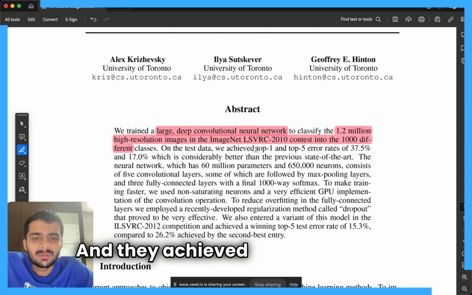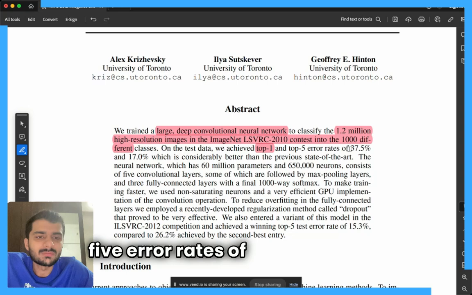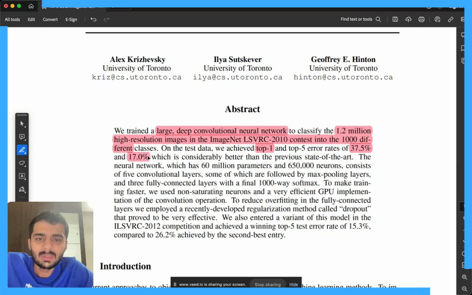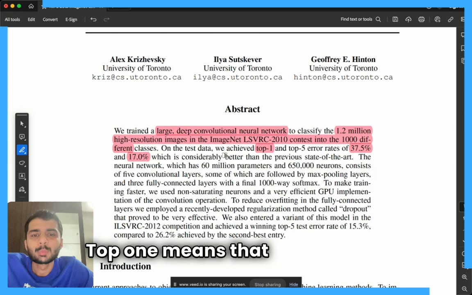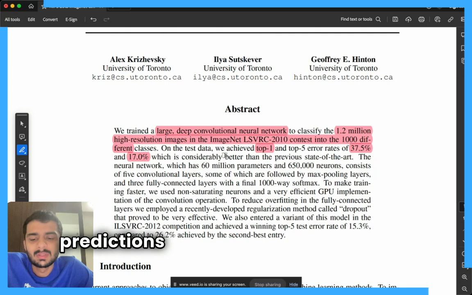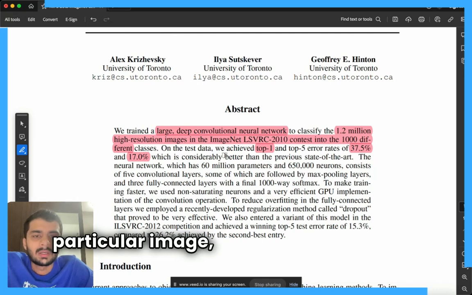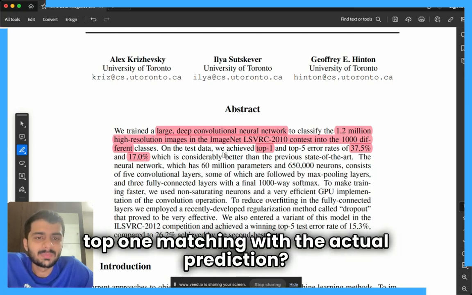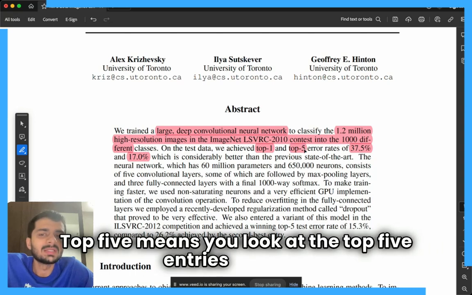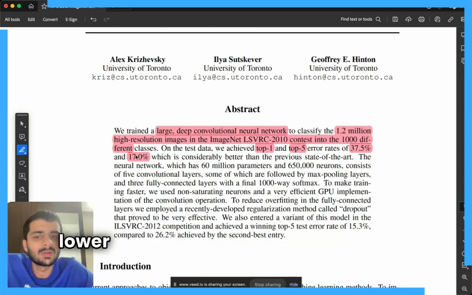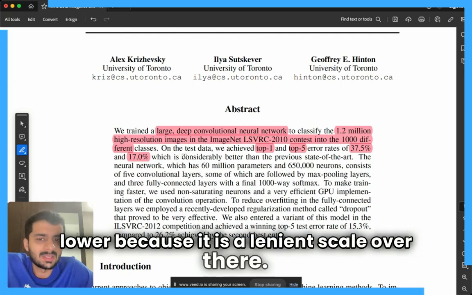And they achieved top 1 and top 5 error rates of 37.5% and 17%. Top 1 means that out of all the predictions that your model has made for a particular image, with what error rate is the top 1 matching with the actual label. Top 5 means you look at the top 5 entries and you're okay if any one of the top 5 entries matches. So obviously the error rate would be a bit lower because it is a lenient scale.